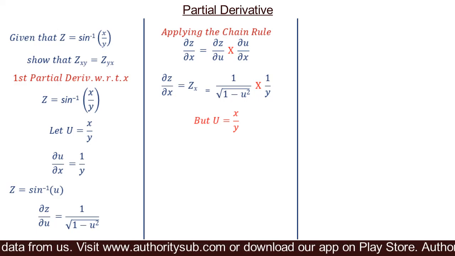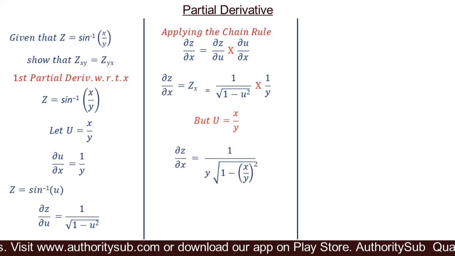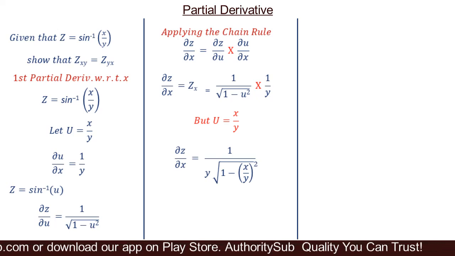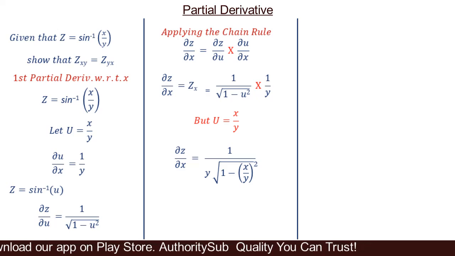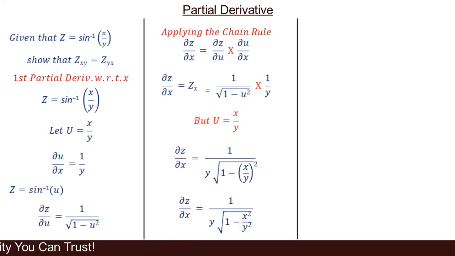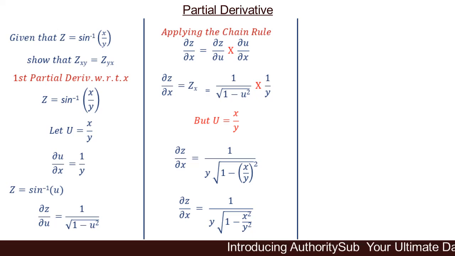So substituting and combining these together, we're going to see that the partial z all over partial x is equal to 1 all over y square root of 1 minus, in place of u we have x all over y, but because u is squared, we have x all over y in bracket squared. Now let's open the bracket. Now we are going to have that the partial z all over partial x is equal to 1 all over y open bracket square root of 1 minus x squared all over y squared. So this is the first partial derivative of z with respect to x.